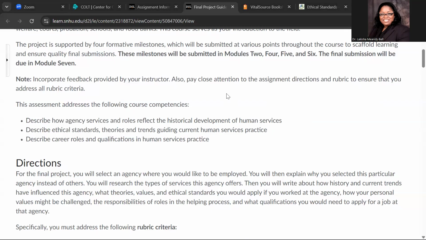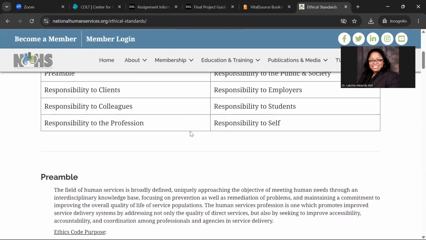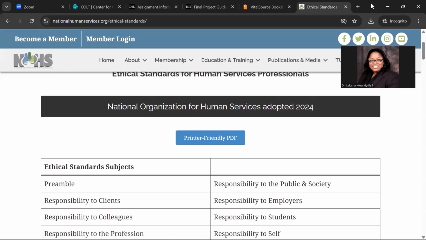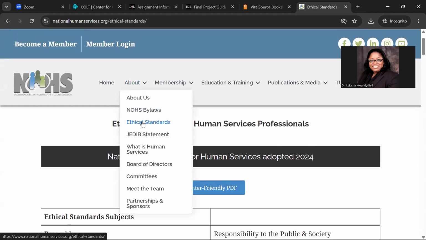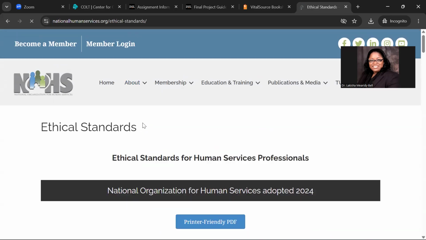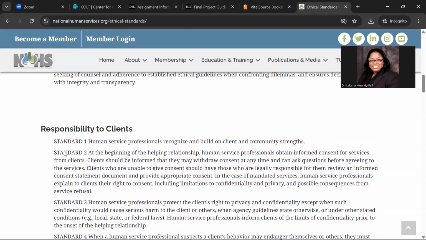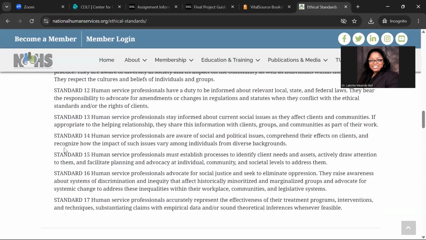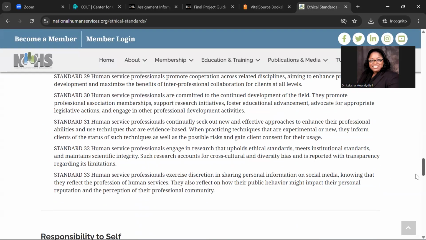If you go through the browser tabs, you will see right here the National Organization for Human Services Professional. If you click on About, you will come to the ethical standards. When it says About right here, ethical standards are right there. These are all of our guidelines to follow as we work with clients, so these are known as your ethical standards. Not to make you dizzy, but just to show you.